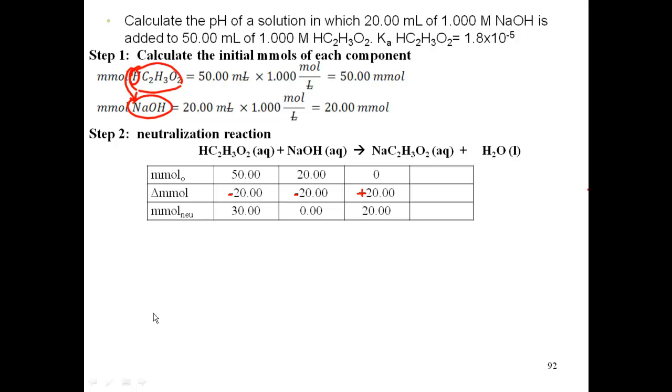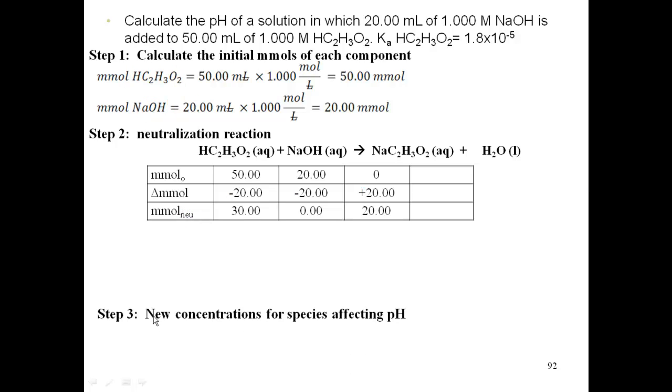Which means then after neutralization, I end up having 30 millimoles of acetic acid, 0 millimoles of sodium hydroxide, all of it was consumed, and 20 millimoles of sodium acetate. So I have my components of acetic acid and sodium acetate. They're the ones that can affect the pH of my solution.